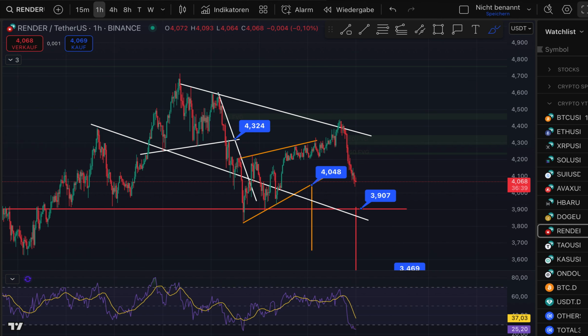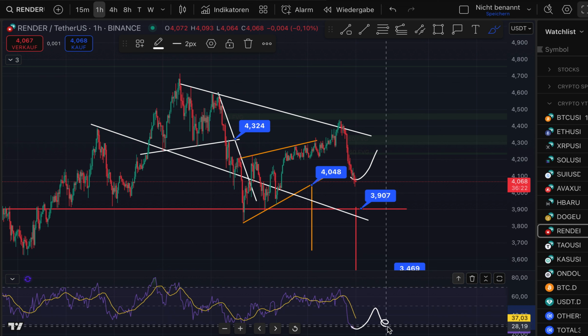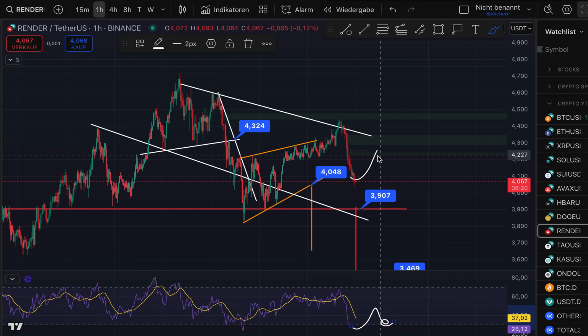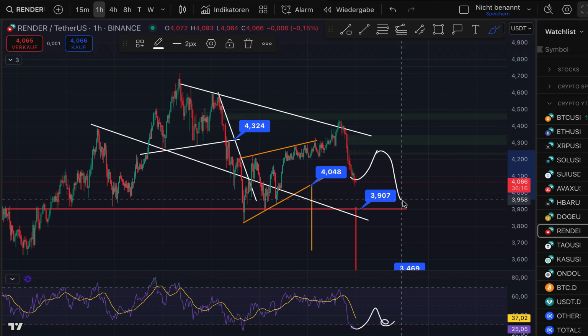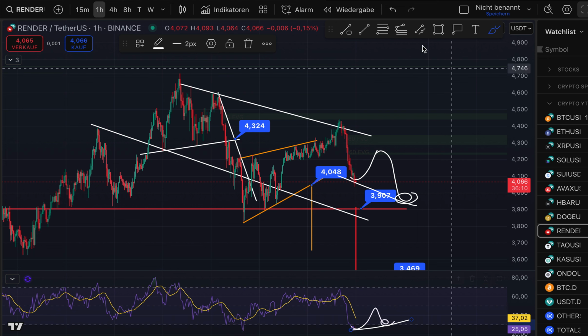So Render, oversold area. So I can expect a bounce pretty soon. But then we have to see that this is not just going to be a cooldown of the RSI. Afterwards, we are going to get a higher low in the RSI, which is going to form a bullish divergence. Why that? Because we can expect a lower low in the chart. So we have lower lows in the chart, higher lows in the RSI, bullish divergence.